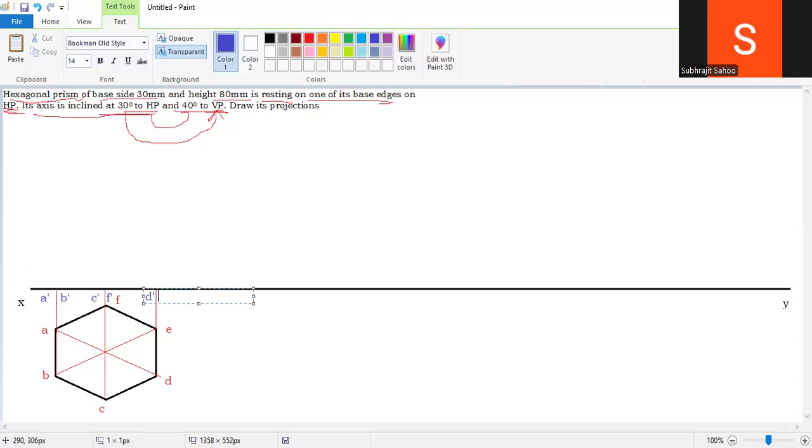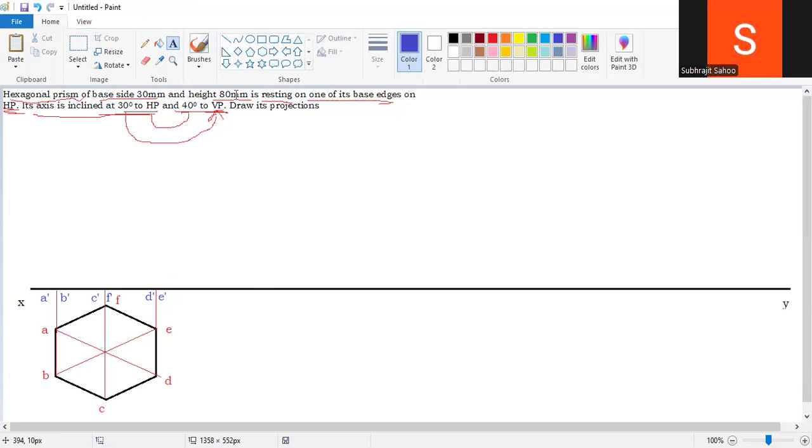D dash. E dash. E dash. Right. Sir, what is the axis height given? 80 mm axis height is given here. Observe this one, 80 mm. This is 80 mm given.